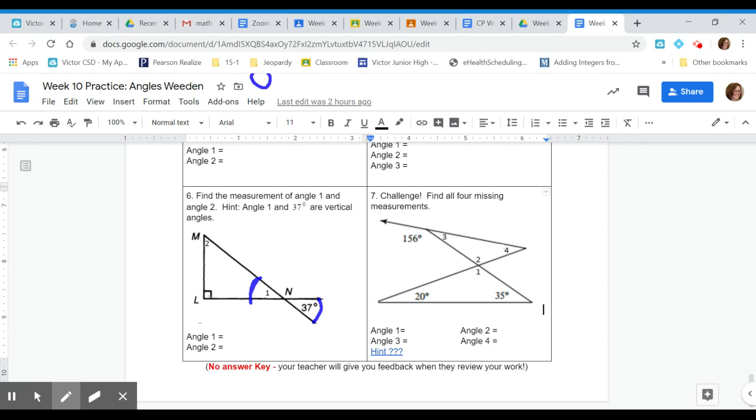Number 4 is a challenge. I encourage you to look at the hint and then go from there.